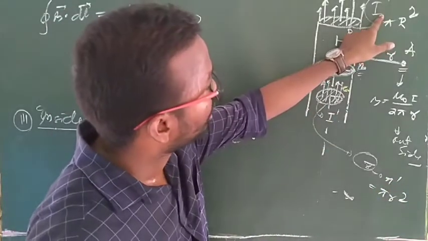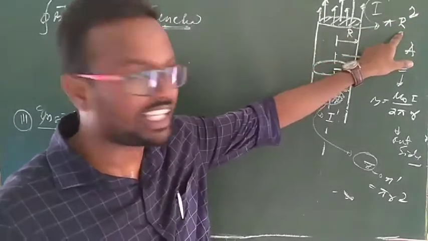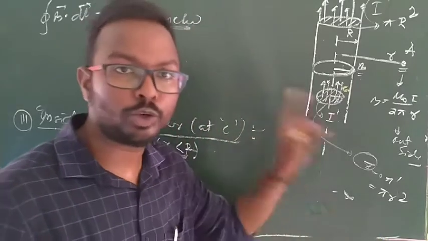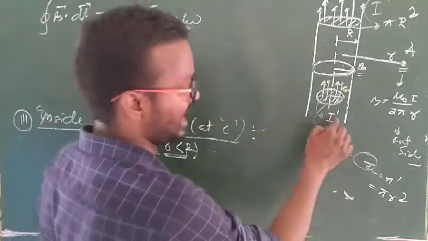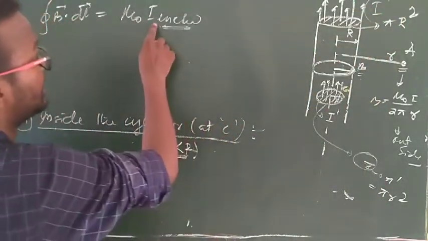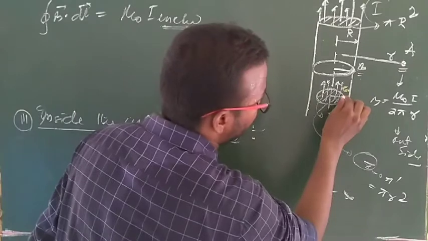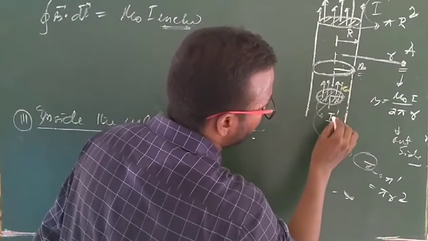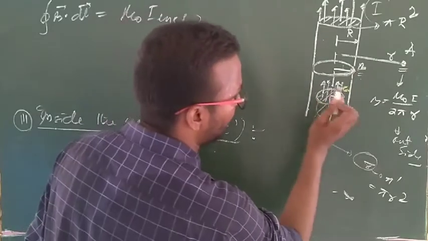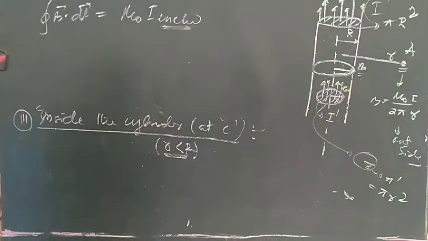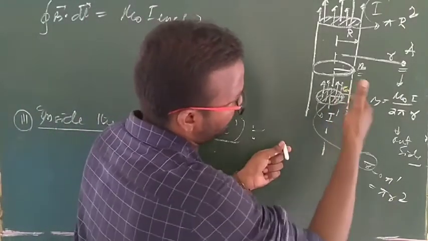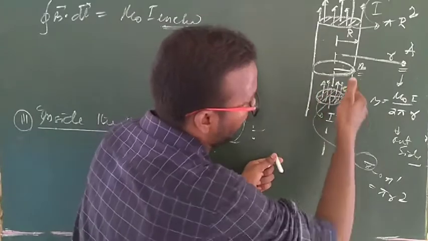This I current is flowing through this area pi r square, but this I dash current is flowing through this pi r square. So first we have to find this I dash current in terms of I, which is I enclosed, that means within the Amperian loop the current flowing through. This is the direction of the Amperian loop. Clear? So if we choose a small point here, this is the direction of the magnetic field and this is the direction of the Amperian loop.